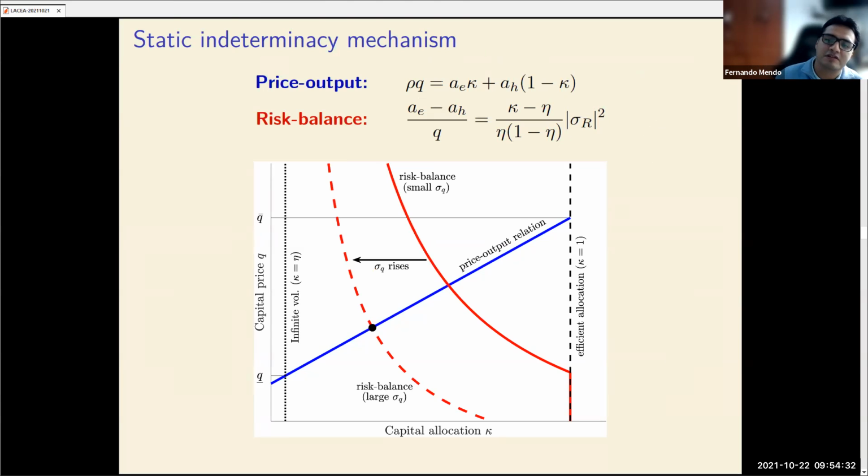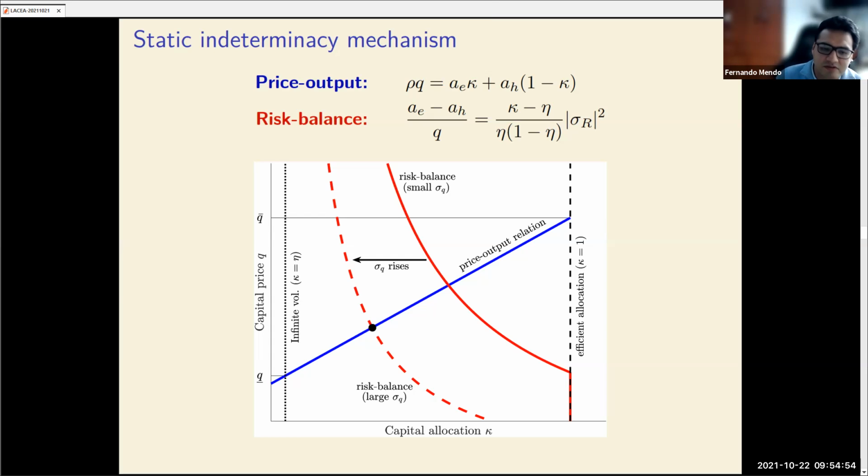So a greater volatility of capital return is going to be consistent with a lower capital price and a lower efficiency in the allocation of capital. Meaning that you can have these movements in sentiment, these movements in fear, and still be consistent with equilibrium. Okay, so this is kind of a static view of where the multiplicity is coming from.